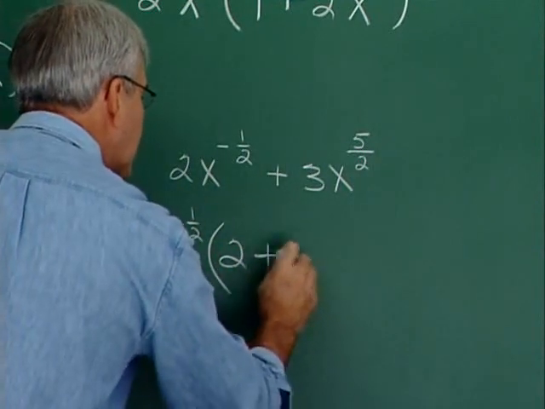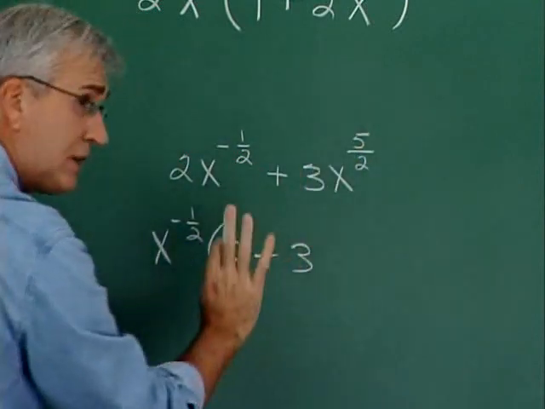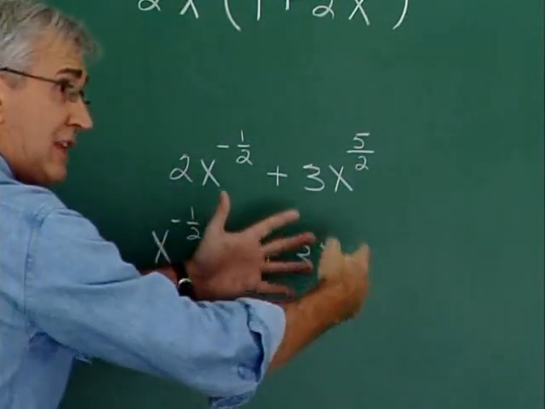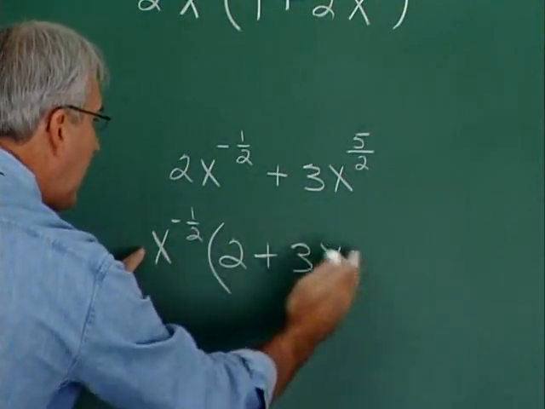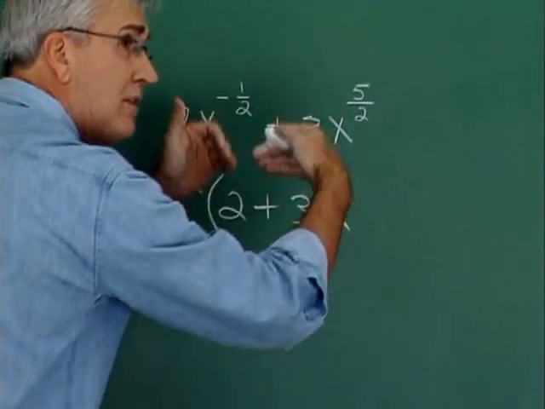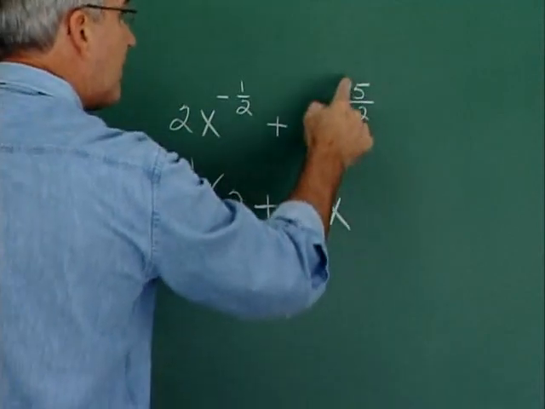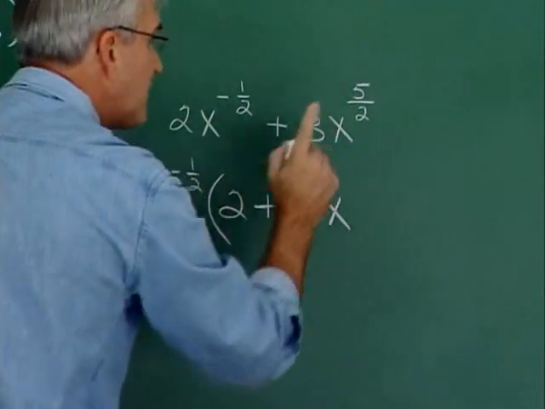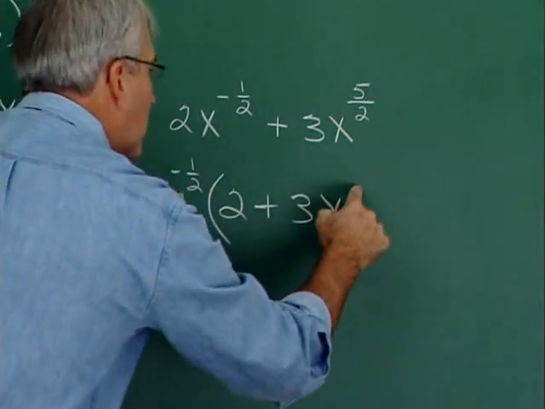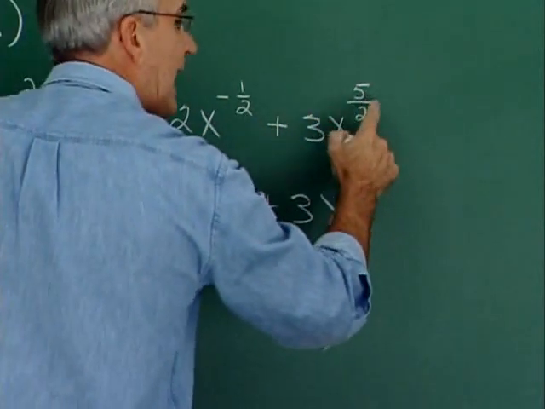Now, here's the trick. Pulling x to the negative 1/2 out of this. Once again, remember, it's going to be x to some exponent so that we can multiply this and get that. And remember, when you're multiplying like letters, you add those exponents. So it's negative 1/2 plus what will give 5/2? Well, think of 5/2 as 2.5. So let's see. What with negative 1/2 gives 2.5?